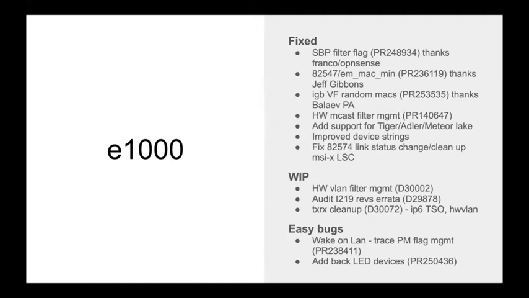There was another trivial bug where we had the wrong macmin for lem, and a related problem with the packet buffer sizes. Jeff Gibbons found this. This is an extremely old NIC, but it was a trivial patch. So why not fix that? That is in the tree now.